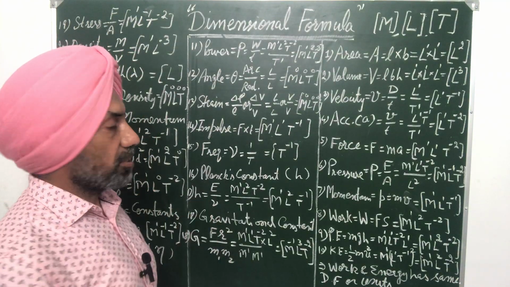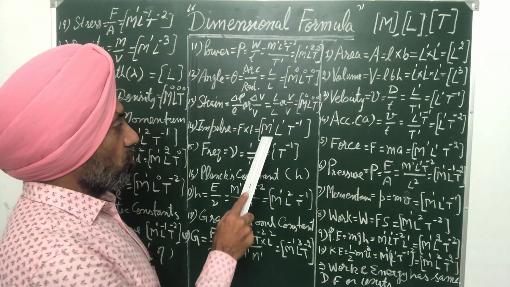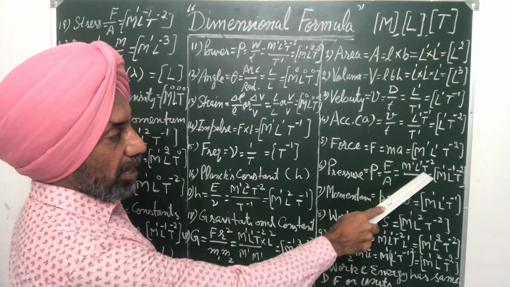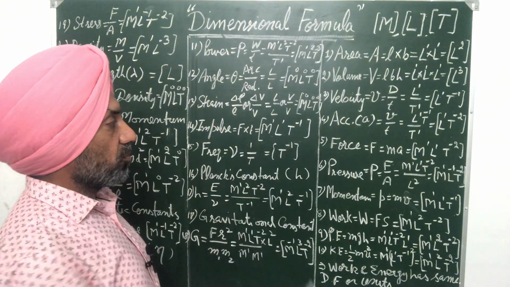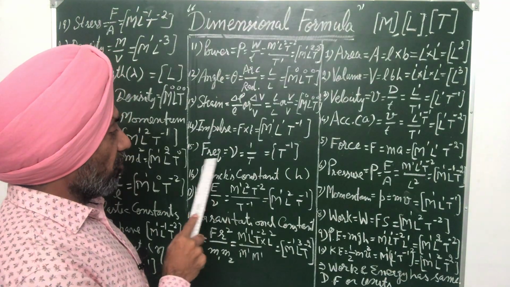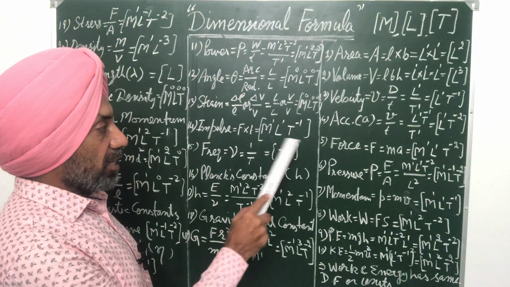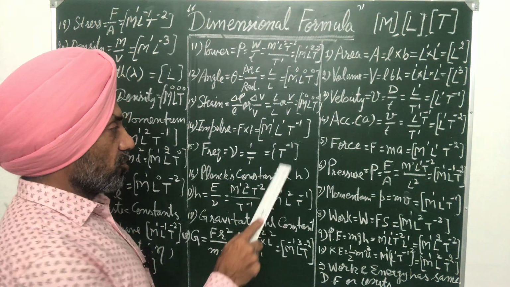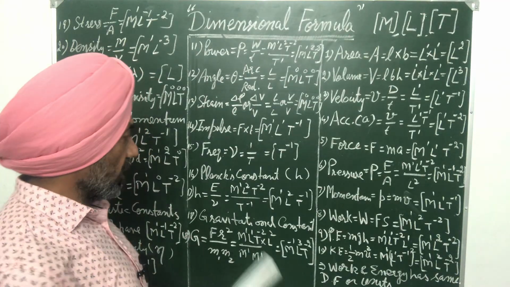Then impulse. Impulse is defined as force into time. Force M1 L1 T^-2 into time T1, so it will be M1 L1 T^-1. Then frequency, the reciprocal of time period, nu, it is T^-1. So if the unit of time is second, the unit of frequency will be second inverse or per second.